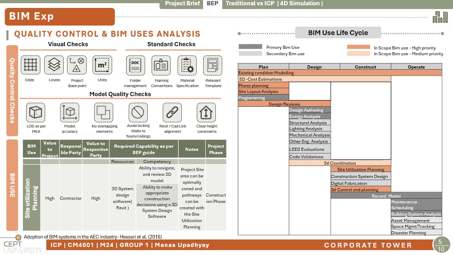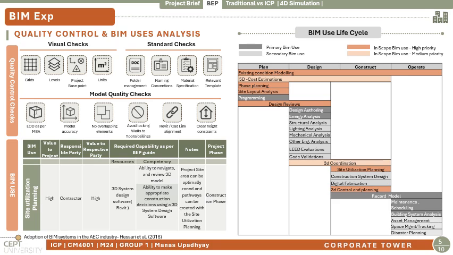So this is the measure we have prepared for the BIM use life cycle. These are the primary and secondary BIM uses which are not in our project, and this is the high scope BIM uses and in scope BIM uses which are in our project. So these are the four stages: planning, design, construction and operate.